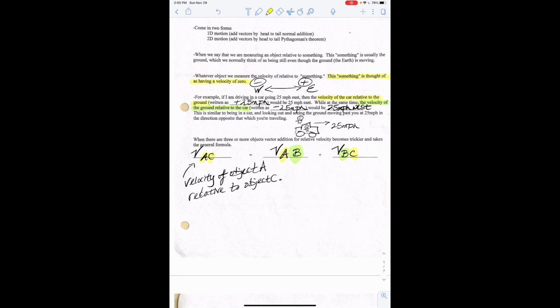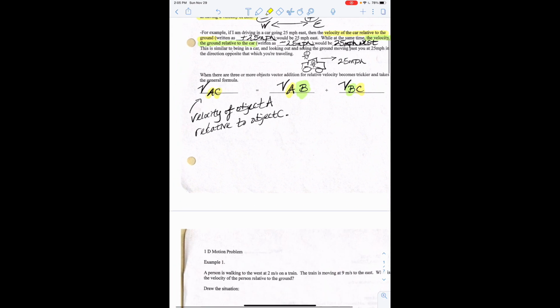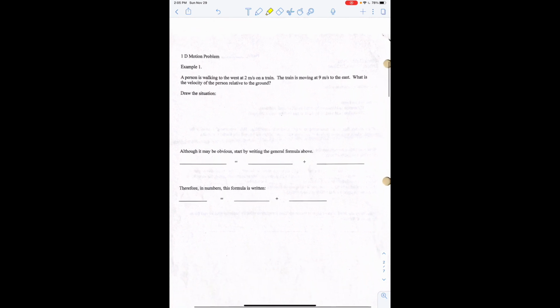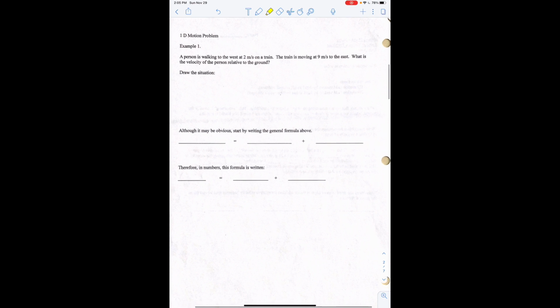All right, so I think an example will really help solidify how this formula works. So let's look at one right here. It says a person is walking to the west at 2 meters per second on a train. So I'm going to go ahead and draw this, and I think that will help make it a little easier to see. So I'll just draw the boxcar of the train.